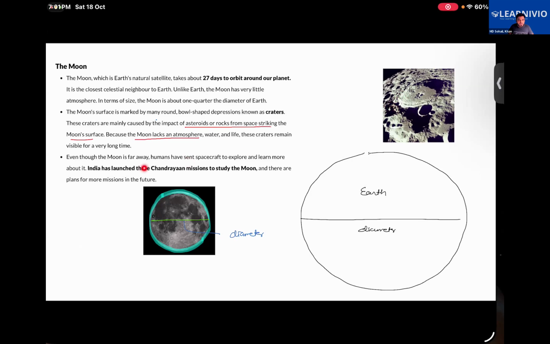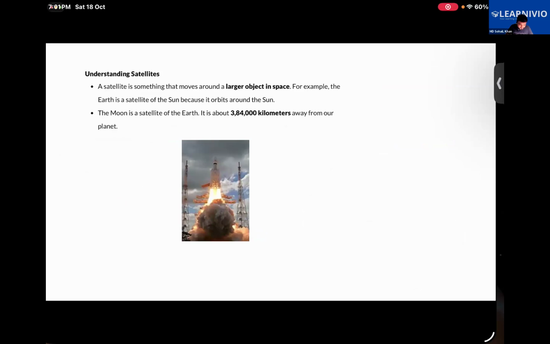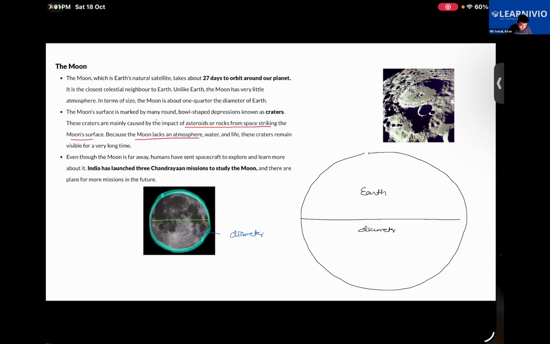Even though the moon is very far away from us, humans have been able to send spacecraft to explore and learn about it. Recently, India has launched three Chandrayaan missions to study the moon, and there are more plans. There are more satellites to be launched in the future.